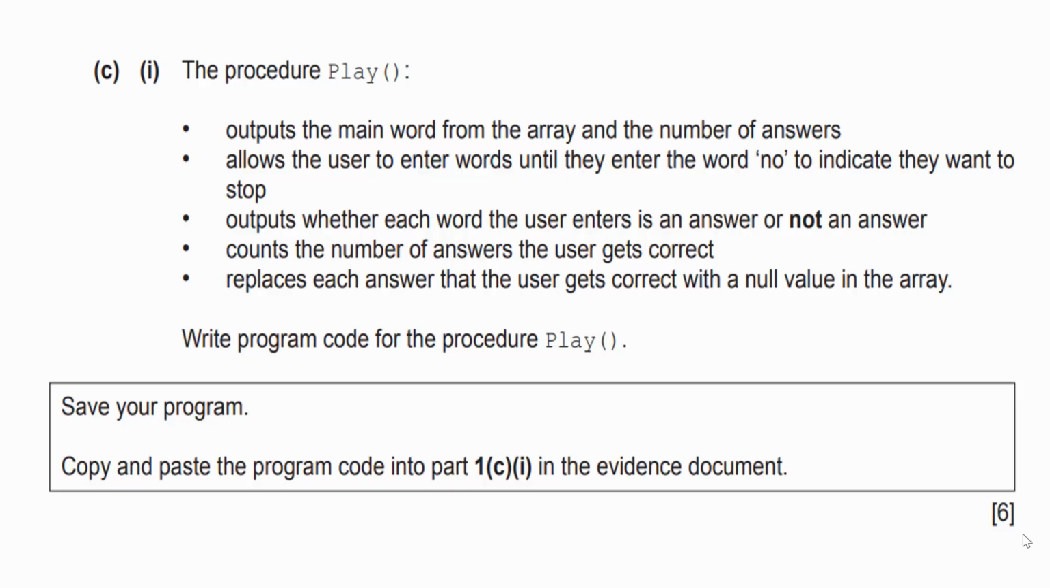It outputs whether each word the user enters is an answer or not an answer. It counts the number of answers the user gets correct. It replaces each answer that the user gets correct with a null value in the array. And that will prevent them from using the same word more than once to earn an infinite amount of points or to make sure they always win. Write program code for the procedure play. So let's swing over to VB and let's go ahead and code this out.